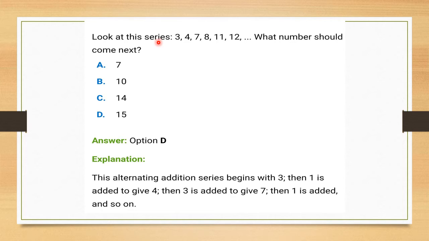Our next series is 3, 4, 7, 8, 11, 12. To solve any series, the very first step is to check the difference between the alternative numbers. If I check here, the difference between 3 and 4 is 1, then again 3, then the difference between 7 and 8 is 1, then 3. It means the pattern goes like 1, 3, 1, 3. So we are going to add 3 to the last digit, that is 12, to get the answer as 15.